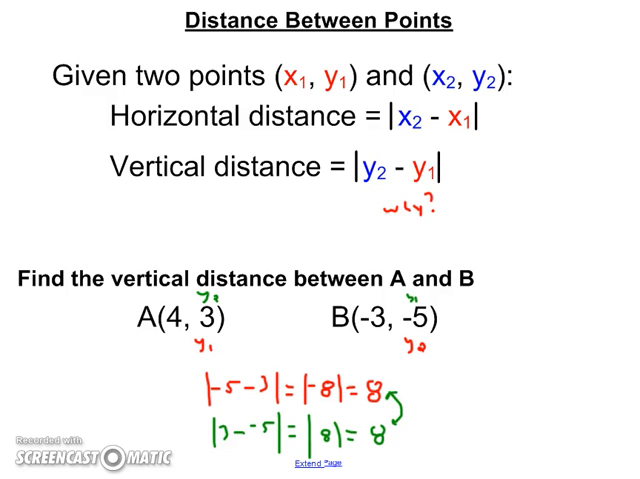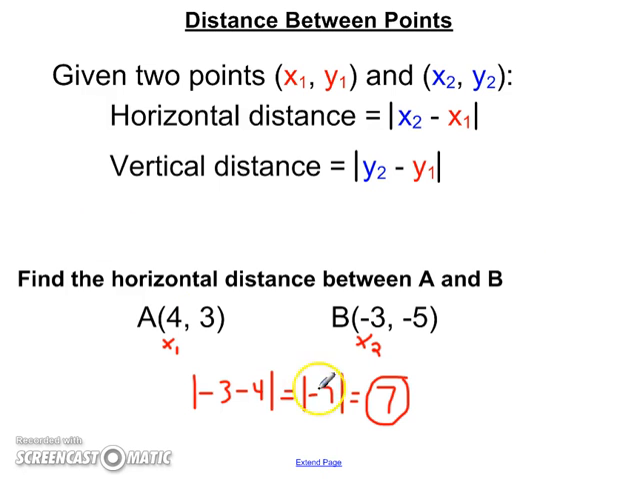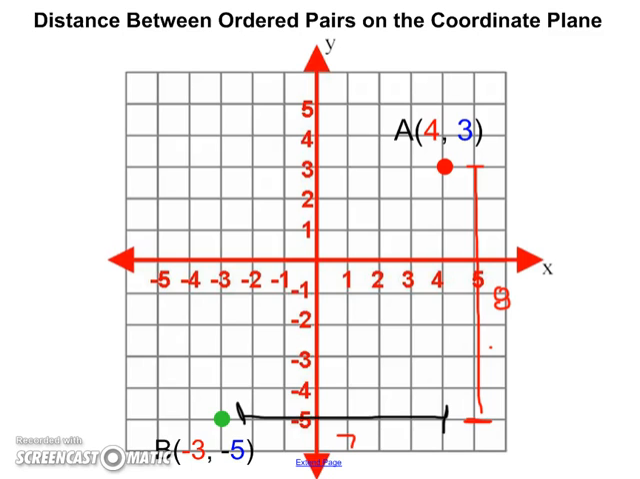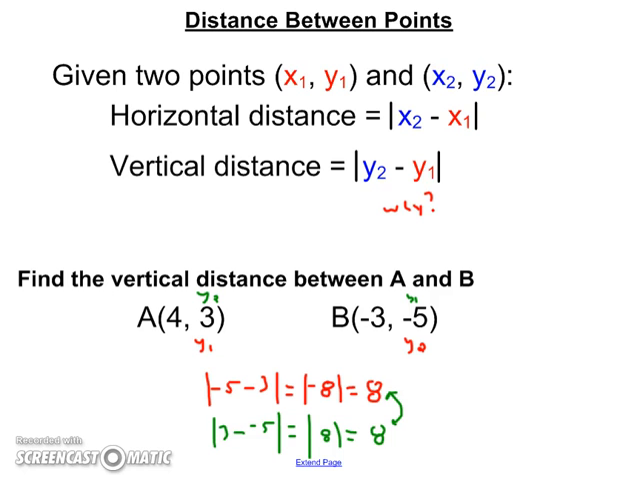So these 2 points, if I go back a couple slides, were 7 units apart horizontally, and they are 8 units apart vertically. We do so by subtracting the x-coordinates for horizontal, because the x-coordinates determine our horizontal moving on the coordinate plane. And then they are 8 units apart vertically, again subtracting the y-coordinates, because the y-coordinates are the things that determine our up and down movements.